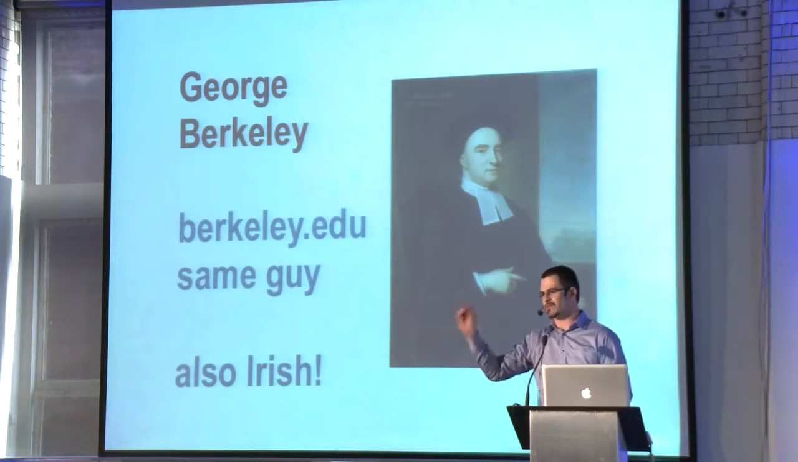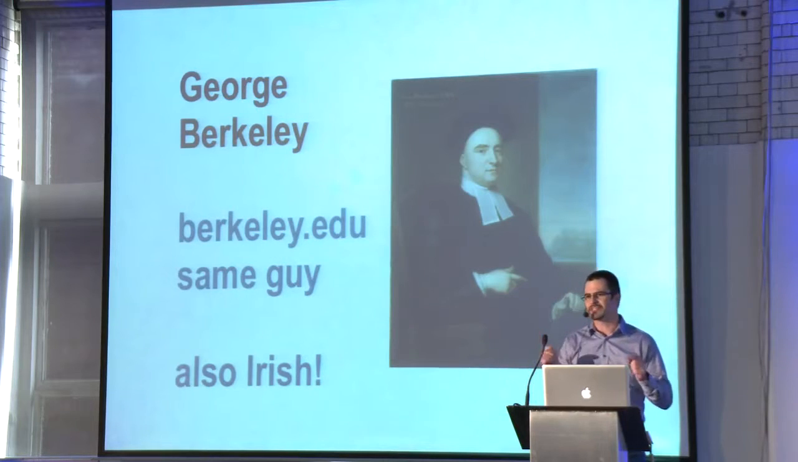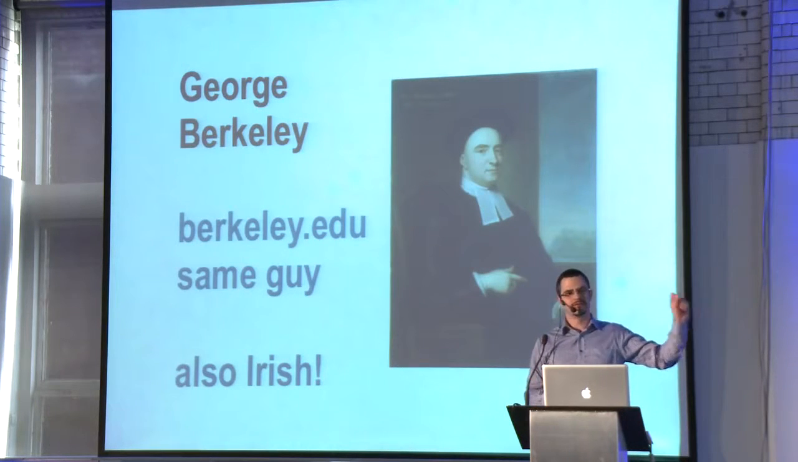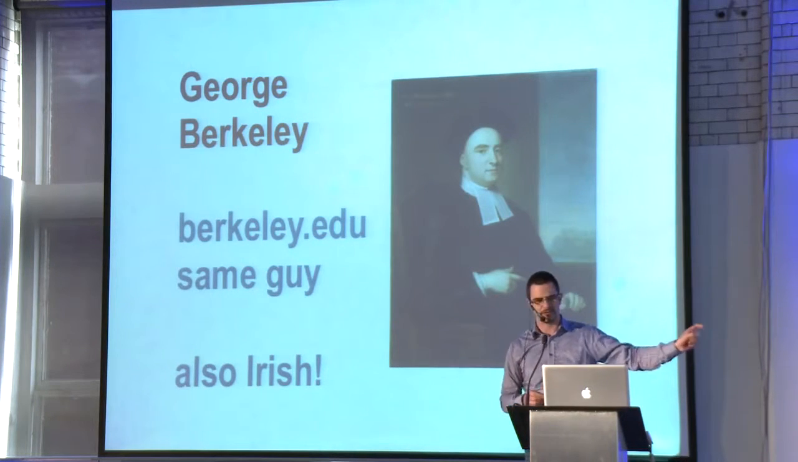It turns out, however, that Plato was wrong, and these ideal things don't exist. You've just thought of one, but I'm telling you, it doesn't exist. And the guy who proved Plato wrong was this guy, George Berkeley, the same guy from the university, and he was actually Irish, and he taught down the road in Trinity College about 300 years ago.